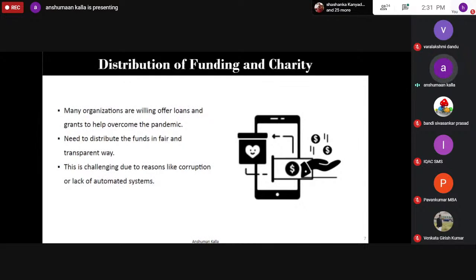Moreover, if a system can provide transparency, then people at large, people like us, will be happy to donate, because we can see that our money is reaching the correct people till the end. We can see that a transparent and automated system is there, and thus more and more people will be motivated to donate money for a good cause. So here, this is another challenge. And in the next part, we'll see how these challenges can be mitigated. But these are challenges that we are facing right now.